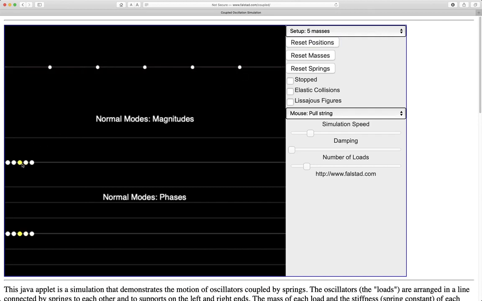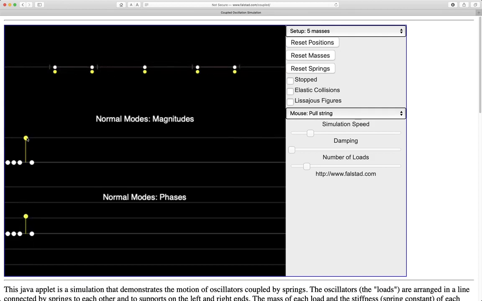Let's reset that. Let's take the next normal coordinate, and that involves the motion of all of the five masses. I will go to the next normal coordinate, and you see that's a motion that involves three of the masses, with two of the masses staying fixed. I'll reset that one and move to the fourth one, and that is the fourth normal mode.